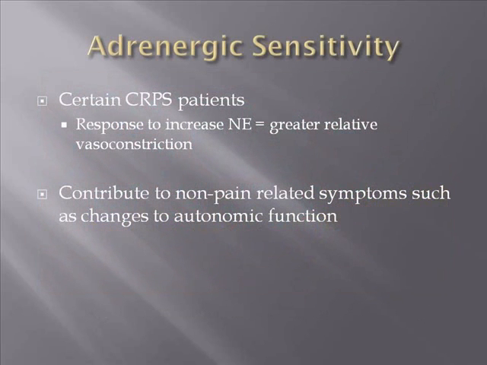In certain populations of CRPS patients, administering increased doses of norepinephrine resulted in greater vasoconstriction than in control subjects, suggesting adrenergic sensitivity. This sensitivity could possibly contribute to non-pain related symptoms such as changes to autonomic function commonly associated with CRPS. Such symptoms could include changes in limb temperature, non-temperature dependent sweating, and vasoconstriction.